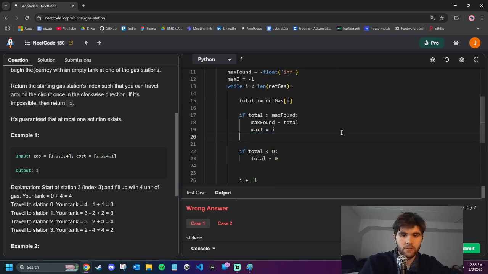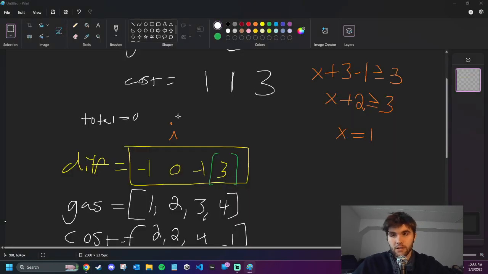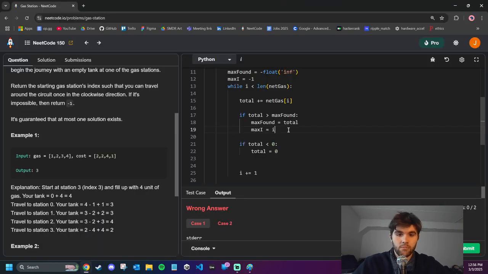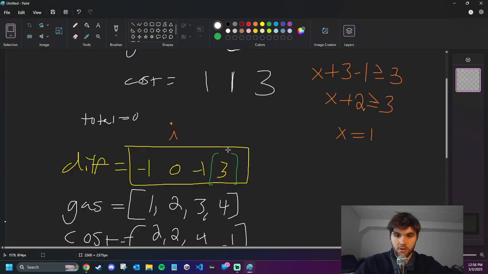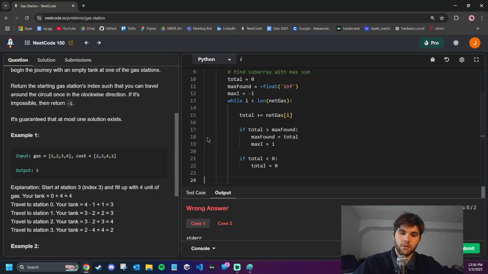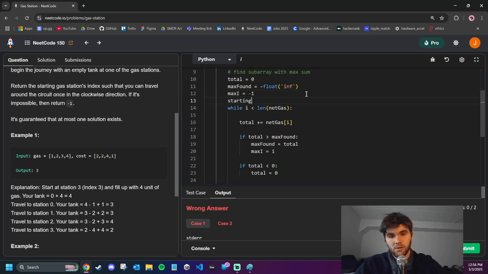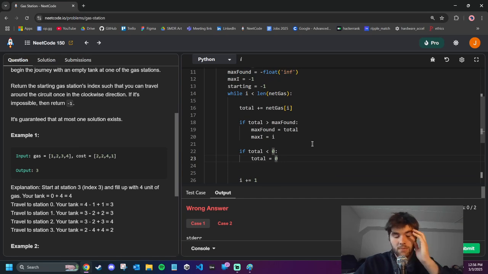Okay, so I don't know if this makes sense. If we get negative, then we'll reset, and basically we'll just find the biggest sum possible. But we want to remember the starting point of that. So whenever this resets, we could just say, so this is a bit clumsy. I could optimize this later.